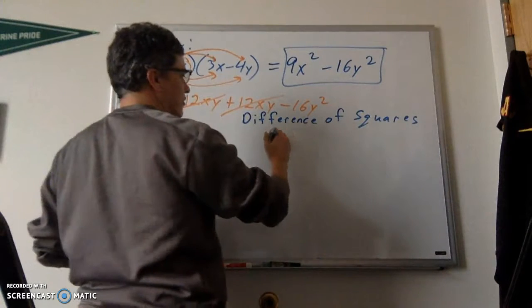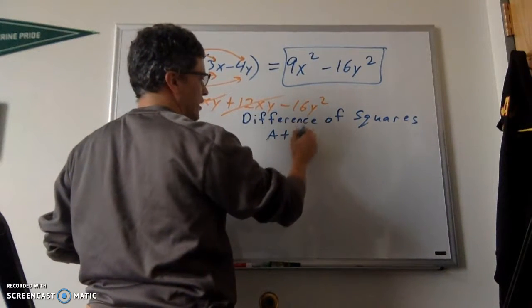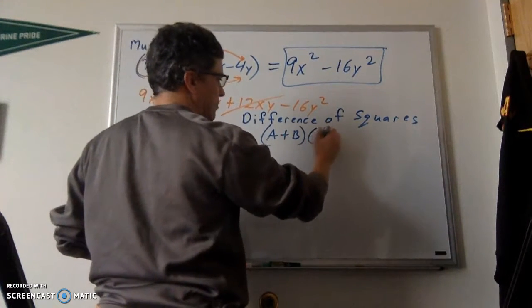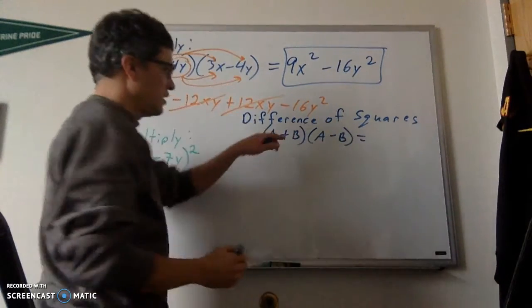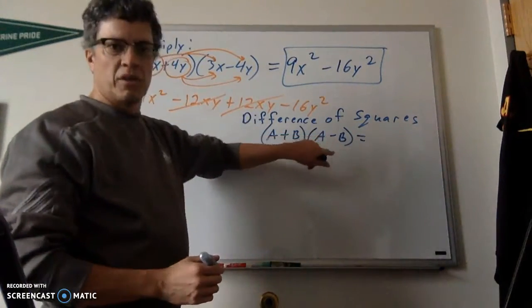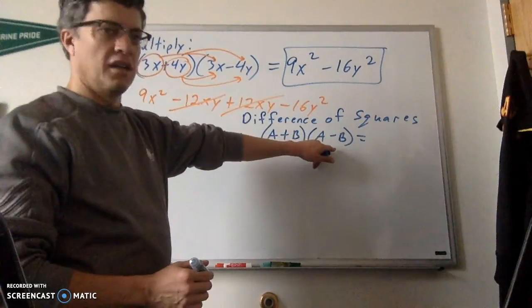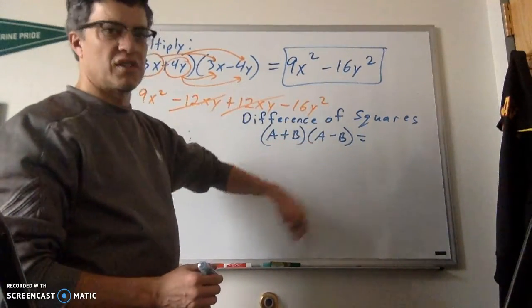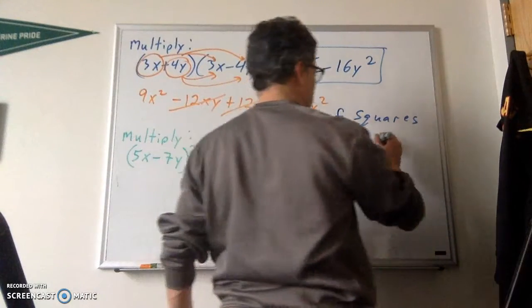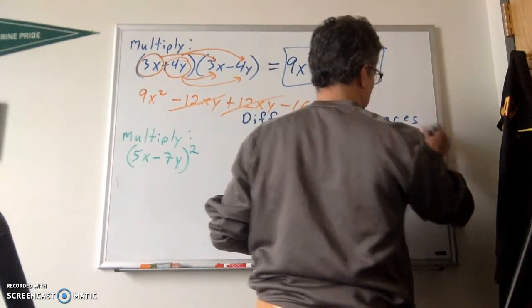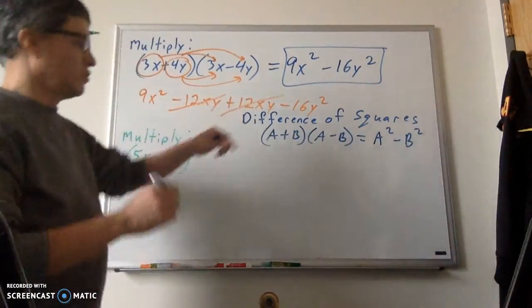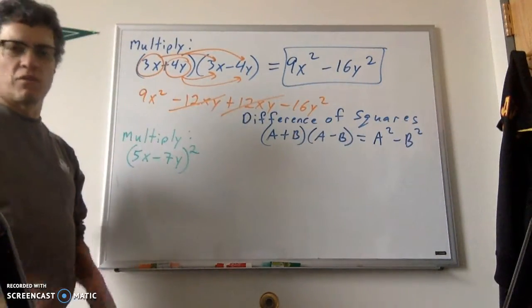Where if you have a plus b times a minus b, in other words, if they're the exact same binomial, differing only by a sign, that's a plus, that's a minus, then you know your answer is going to be a squared minus b squared. And you don't have to do the two middle guys. That's how I got to the answer so fast.